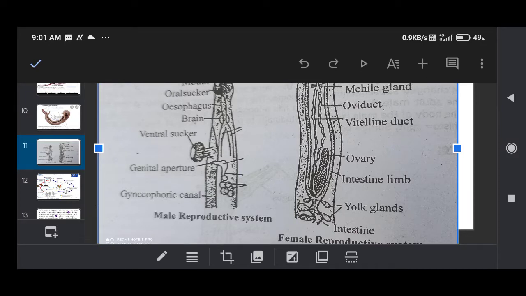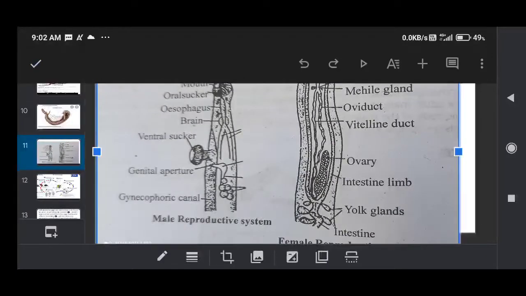Generally, these yolk glands secrete the capsule, along with some yolk cells, around the ova, so they form a capsule. In the capsule, the ova is present, and some yolk cells are present. These yolk cells give nourishment to the zygote whenever embryogenesis takes place. Here the yolk glands are present.